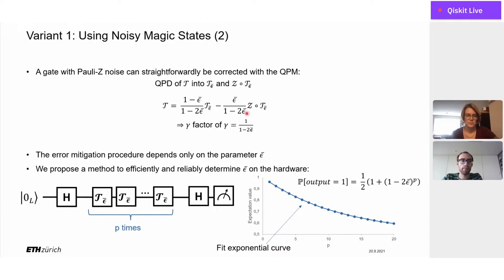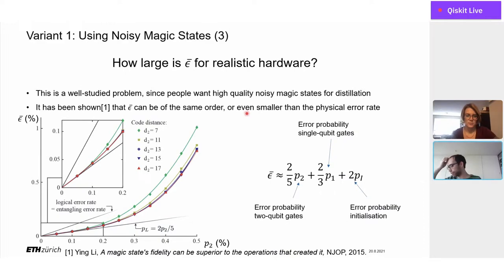So now that we have the basic idea out of the way, a very important question is, how large is epsilon bar, this infidelity, going to be in practice, on the real hardware? How large can we expect it to be? Because the value of epsilon bar is very important, right? Because it determines the gamma factor of our QPD, and the gamma factor determines how many shots we have to run of our circuit. Fortunately, this is a very well-studied problem, because we're not the first ones who want to have high fidelity magic states, right?